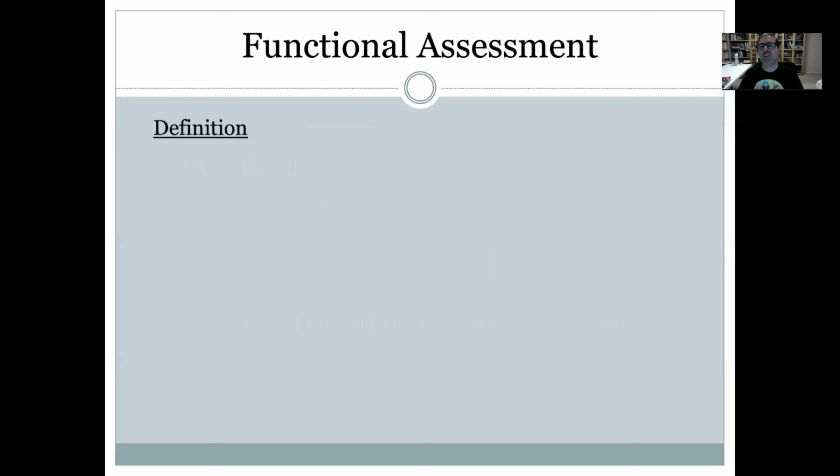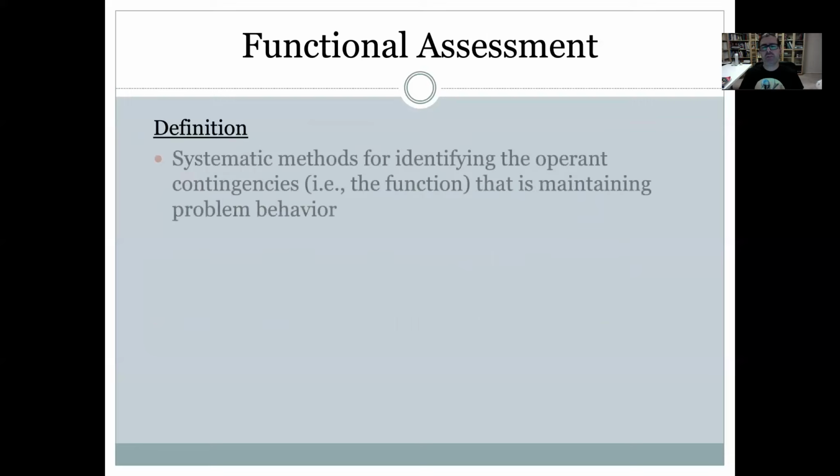Now, what is functional assessment? Well, the functional assessment is a collection of methods for us to identify the contingencies, or the reason why, the function of the problem behavior. So if you have a behavior that you need to decrease, you need to understand why the behavior is happening in the first place. So why is it that the behavior is happening? The functional assessment is a tool or a collection of tools to essentially give you that answer.